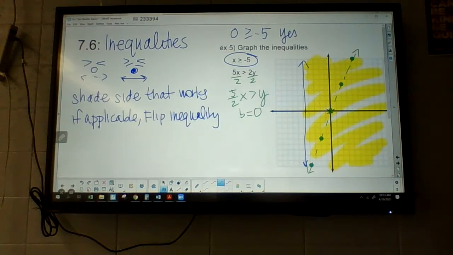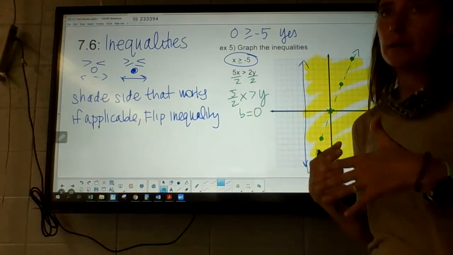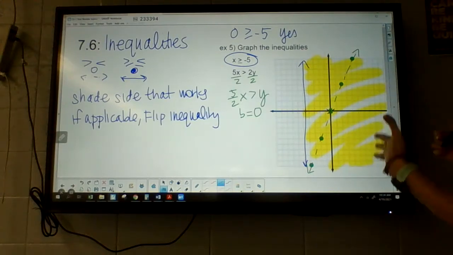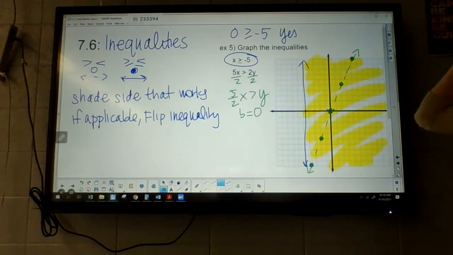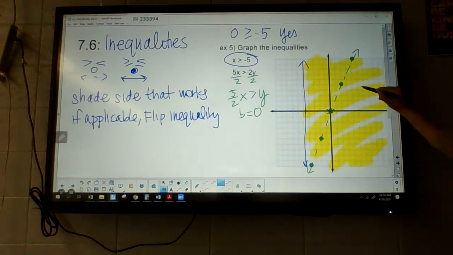But then I have to test a point. Now I like testing points that are the same number for both x and y. So like 1, 1, 5, 5, something like that. So let's actually try that. Let's do 5, 5. Well, actually, no. Oh yeah, it'll be fine. 5, 5. So this is 5, 5 here that I'm going to test.